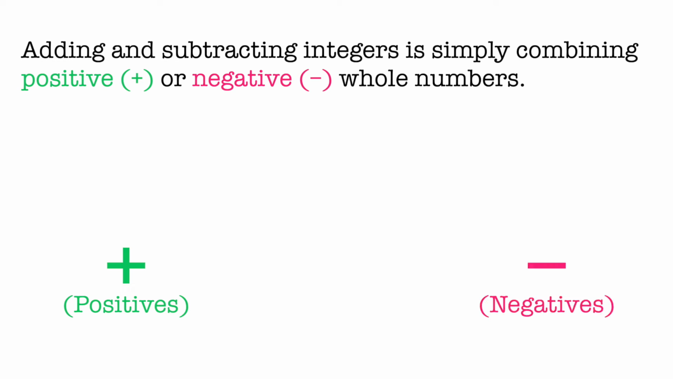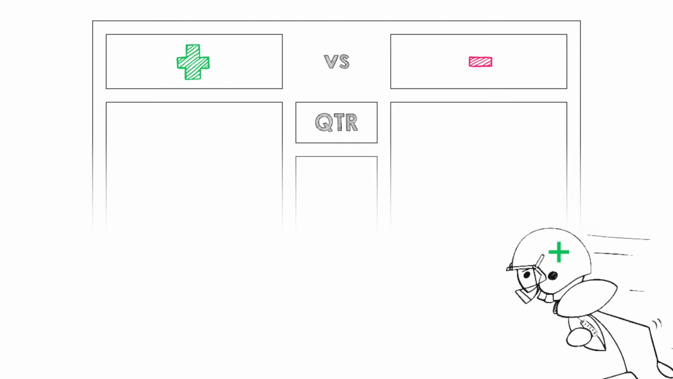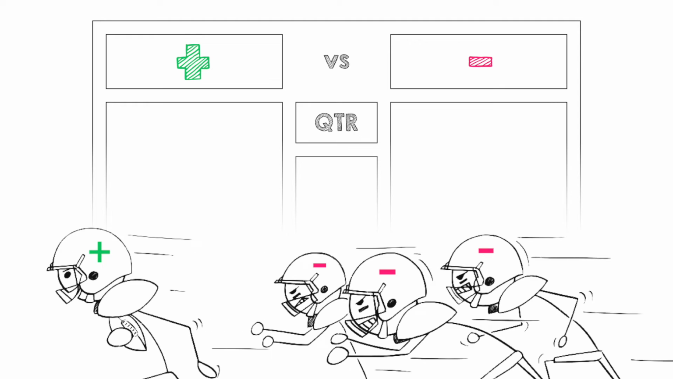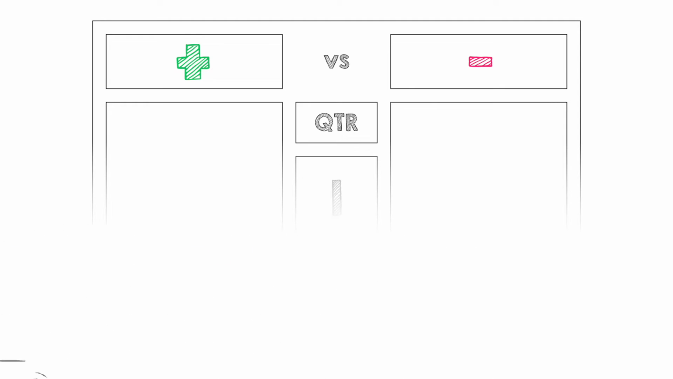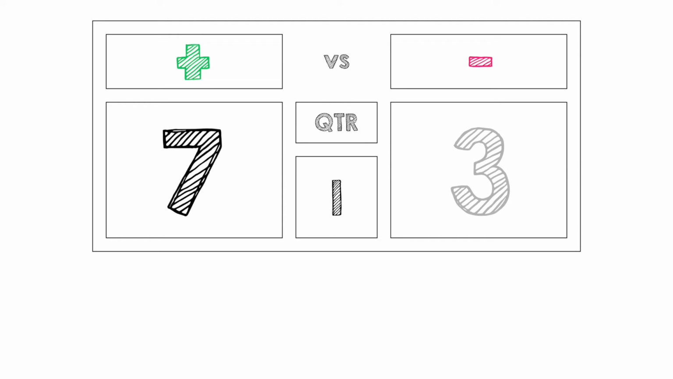Since positives and negatives are opposite signs, I like to think of these signs as opposing teams, the positive team versus the negative team. So now imagine a football game with the positive team playing against the negative team. At the end of the first quarter, the positive team is winning 7-3.